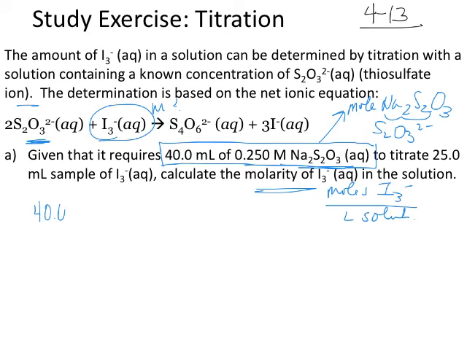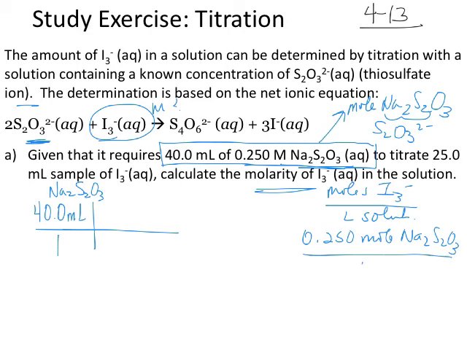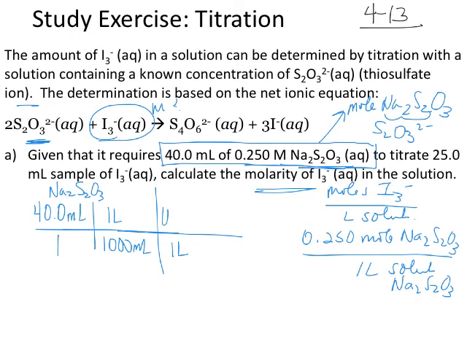So we take 40.0 milliliters of sodium thiosulfate, Na2S2O3, and then, because this is 0.250 mole of Na2S2O3 in 1 liter of the solution, we need to get the milliliters into liters, so we're going to go 1,000 milliliters equals 1 liter. And then we're going to say for 1 liter, we have 0.250 mole of Na2S2O3.